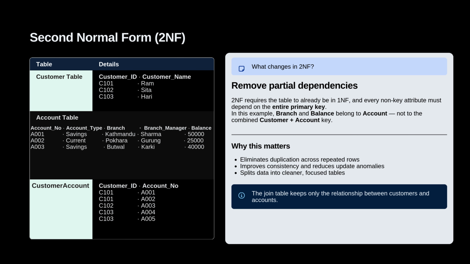Next, we have 2NF, or second normal form. Before reaching 2NF, the table must already be in 1NF. The main thing we remove here is called partial dependency. Don't worry, the name sounds complicated, but the basic idea is simple. We separate information that doesn't depend on the complete key. So here we divide the information into separate tables like customer, account, and customer account. This reduces duplication and makes the database easier to update.